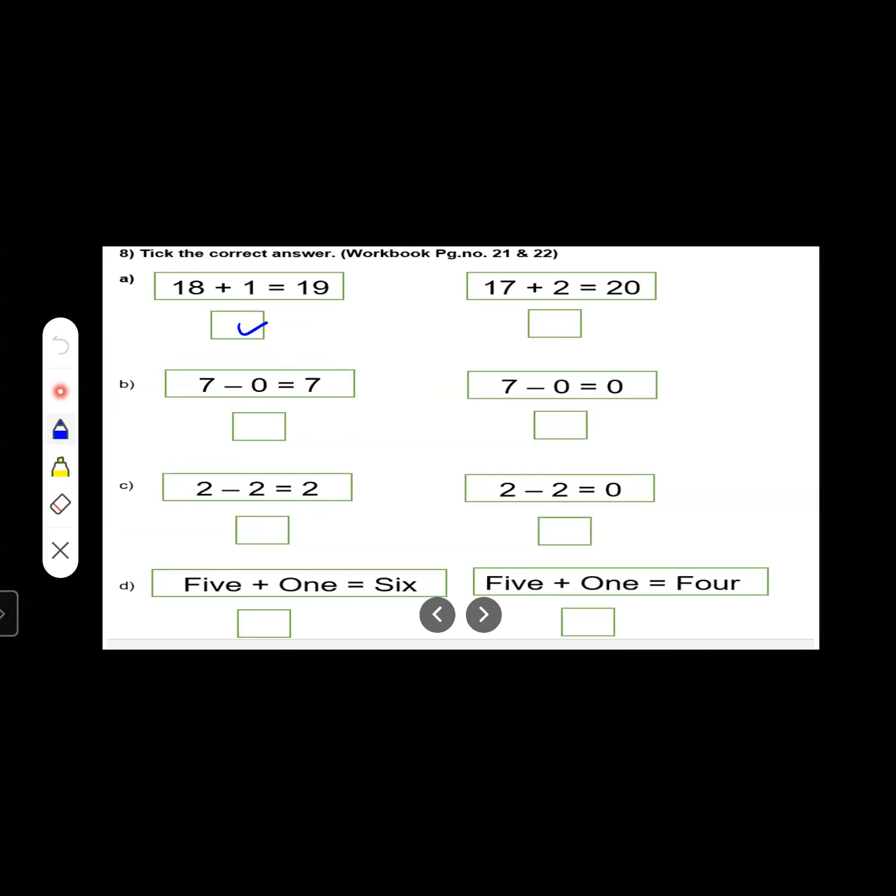So 18 plus 1 is equals to 19. This one is correct, and this is wrong. Yes, 17 plus 2 is not 20. So what is 17 plus 2? 17 plus 2 is equals to 19. Okay. Then B number question.